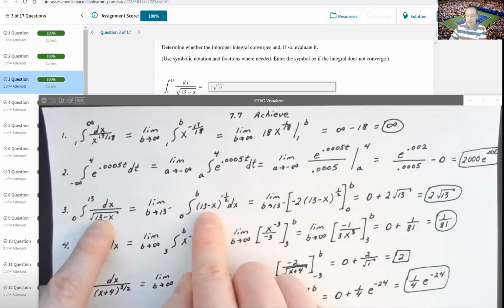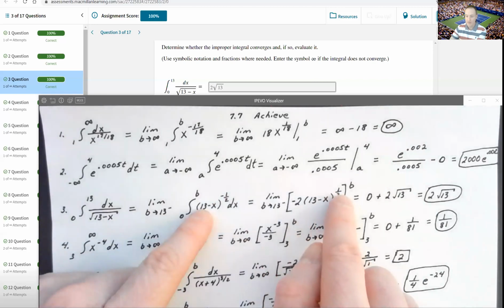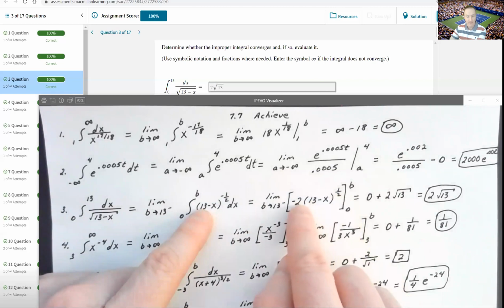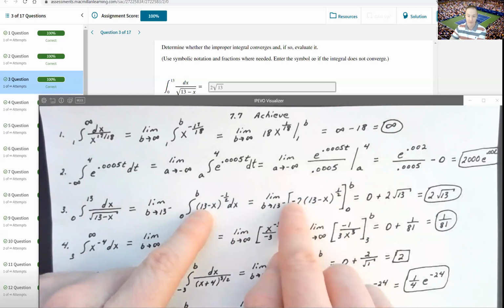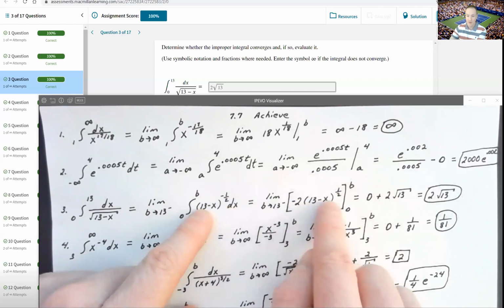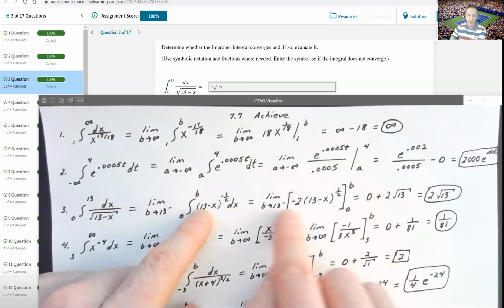Now remember, whenever you integrate a linear function to a power like this, you'll say, well, I'll increase the power by 1, which makes this go to a positive 1/2. I would divide by that power, which means multiply by 2. But then you also divide by the derivative of the inside, which is dividing by negative 1. That's where the negative 2 came from. So this is the integral of that function. Now I need to evaluate this from 0 to b as b is approaching 13.